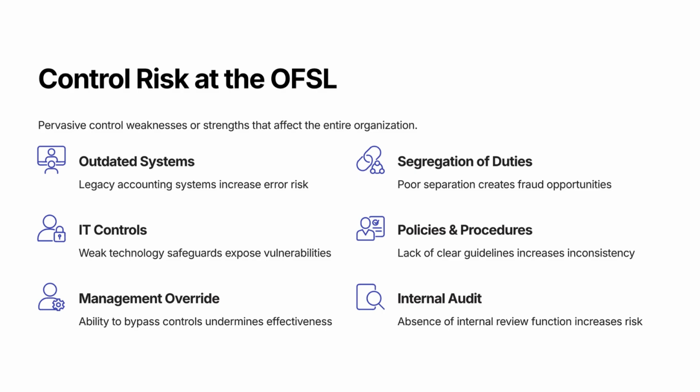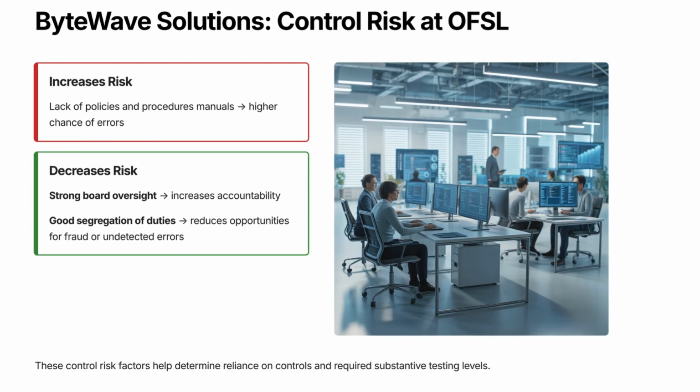can lower the risk. Continuing with bite-wave solutions, CR factors that increase risk: lack of policies and procedures manuals, higher chance of errors. CR factors that decrease risk: strong board oversight, increases accountability. Good segregation of duties, reduces opportunities for fraud or undetected errors. These control risk factors help the auditor determine the reliance on controls and the required level of substantive testing.